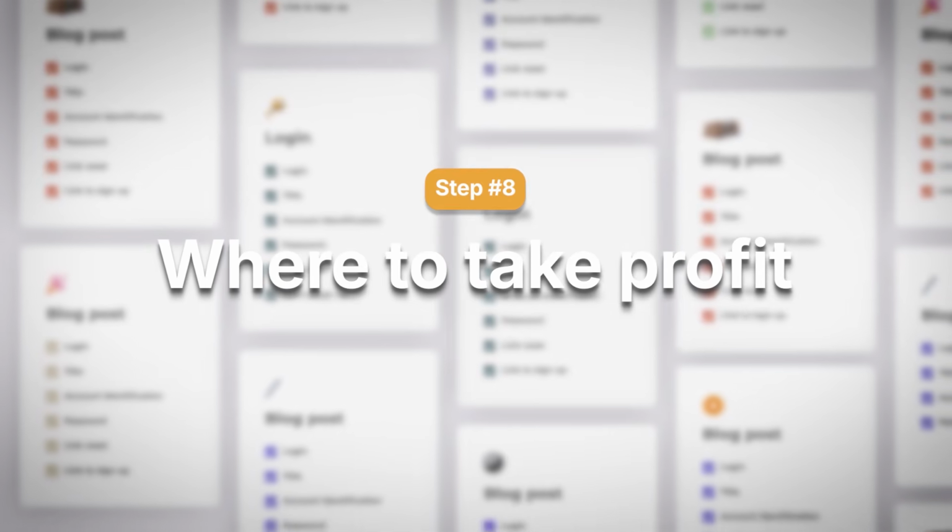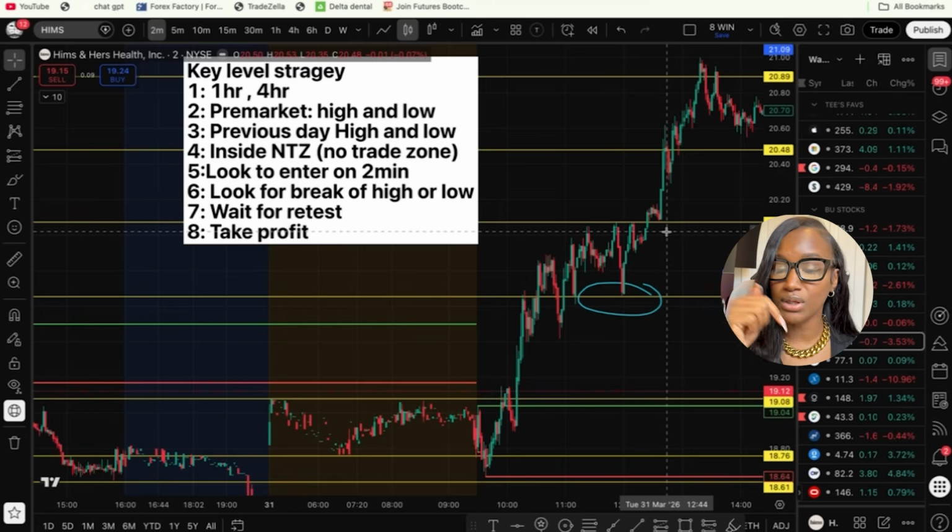Y'all, if you don't feel the gems in here, please go ahead and let me know in the comments, because I feel like this is super saucy, super fire, that this one strategy here, you can take this and run with it on any ticker.